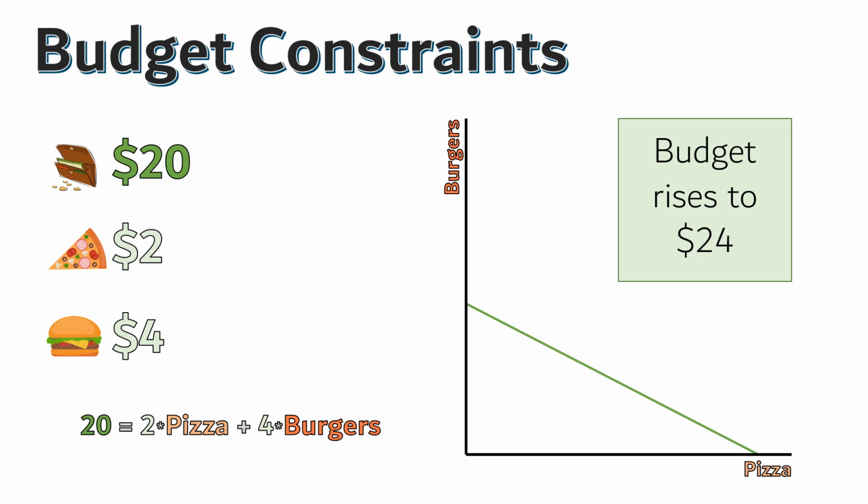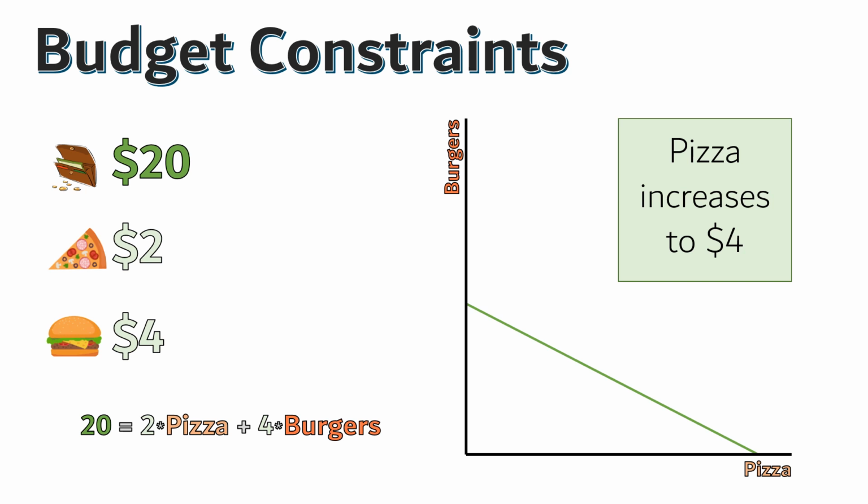If our budget went up to $24, that would shift our budget line. The new budget line would be parallel to the old one because the relative prices did not change. But by shifting outwards, it shows that we can afford larger quantities of burgers and pizza than before. So when our budget rises, the budget line on the graph shifts outwards but remains parallel to the old line.